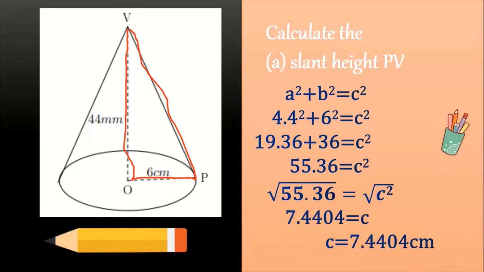So find the square root of 55.36 and the square root of c squared, because what you do on the right is what you do on the left. This finally gives us our answer as 7.4404 centimeters, and that will be the slant height PV.